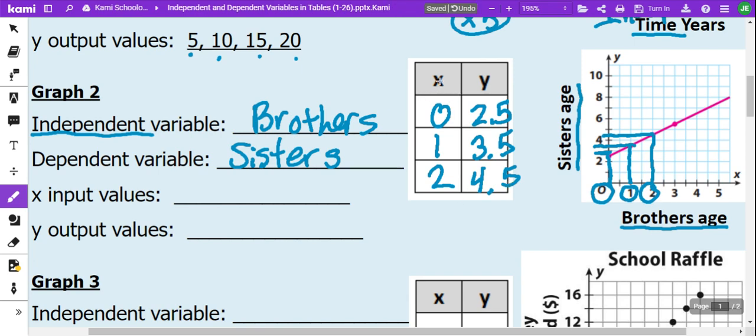So whatever the x variable is, whatever the brother's age is, it looks like it's adding 2.5 years to get the sister's age. So the input values, which are the x, are going to be 0, 1, 2. And then the output values, which are the y values, 2.5, 3.5, 4.5.